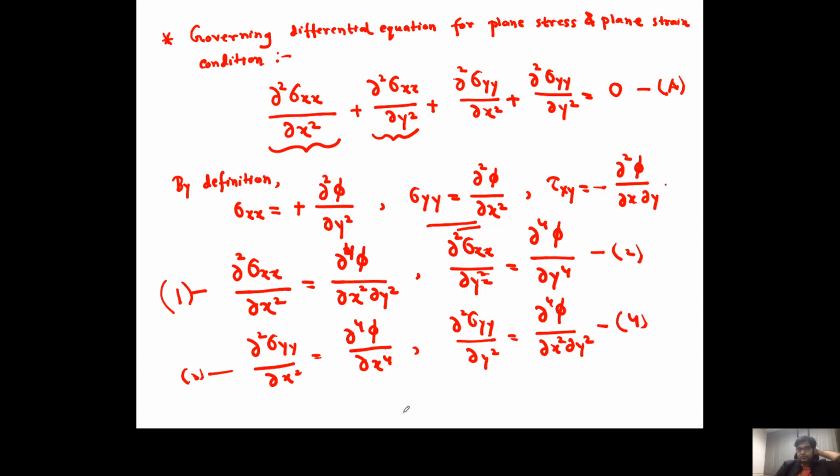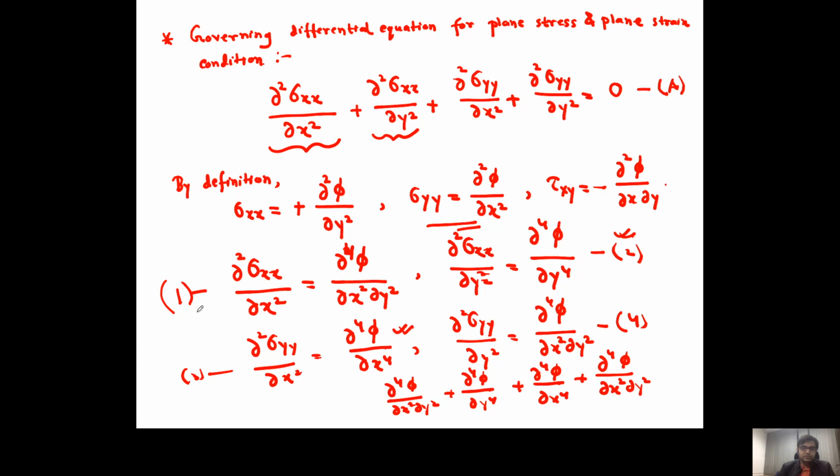And what do we get? So the first term will give me del 4 phi by del x2 del y2. The second term will give me del 4 phi by del y4. The third term will give me del 4 phi by del x4. And the last term will give you del 4 phi by del x2 del y2.